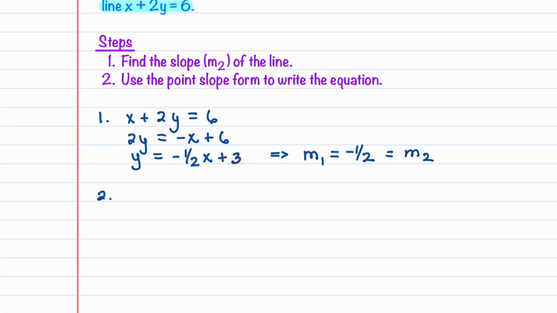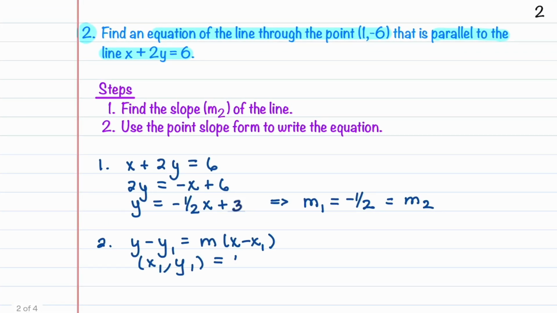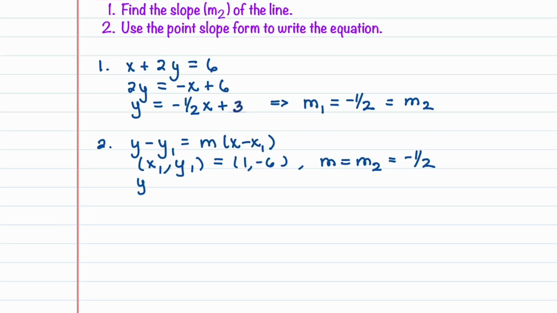We're going to begin with the point-slope form: y - y1 = m(x - x1). And then let's write down what our (x1, y1) is. (x1, y1) is the point that we're given. Let's pull that back down. It's the point (1, -6). And our slope is our m2 slope that we just found, and that's -1/2. We're going to have y minus y1, which is -6, so we've got to be careful with our negatives, is equal to our slope, -1/2, times x minus x1, which is 1.